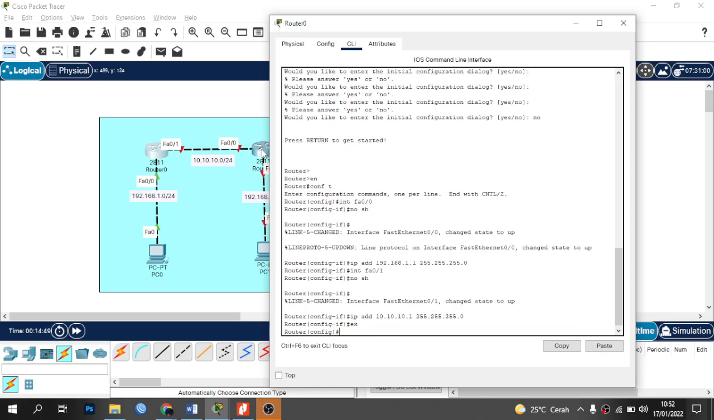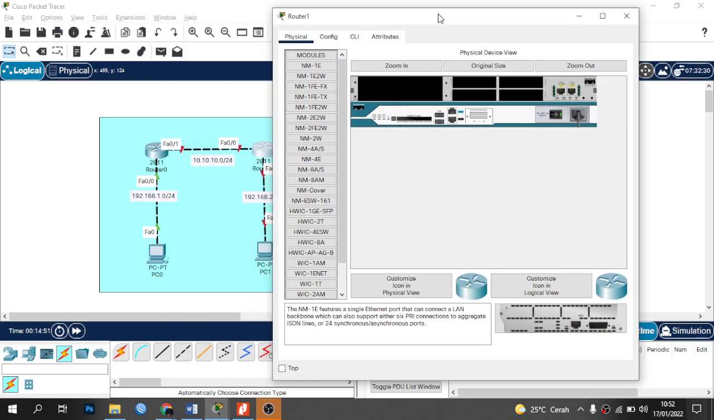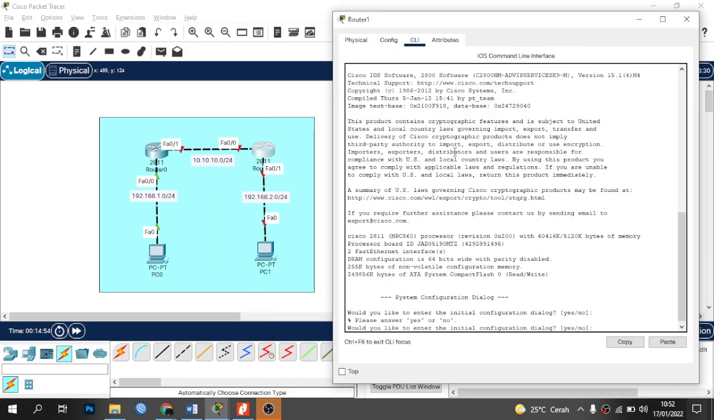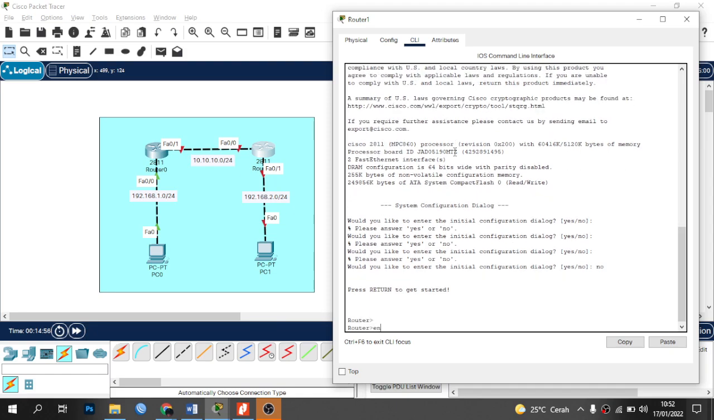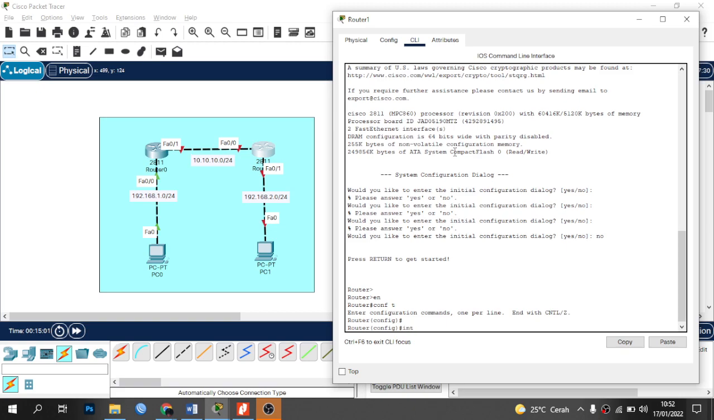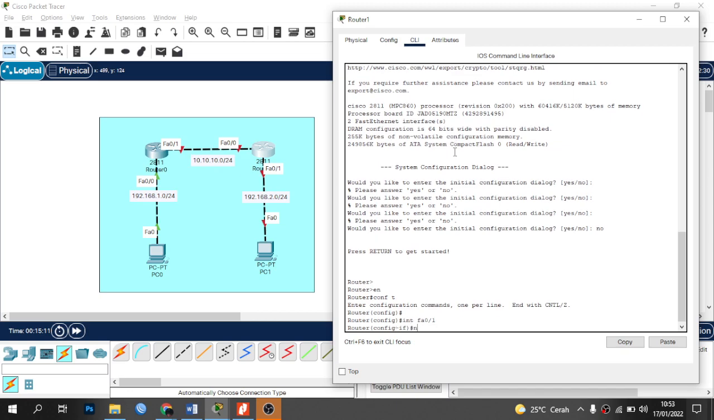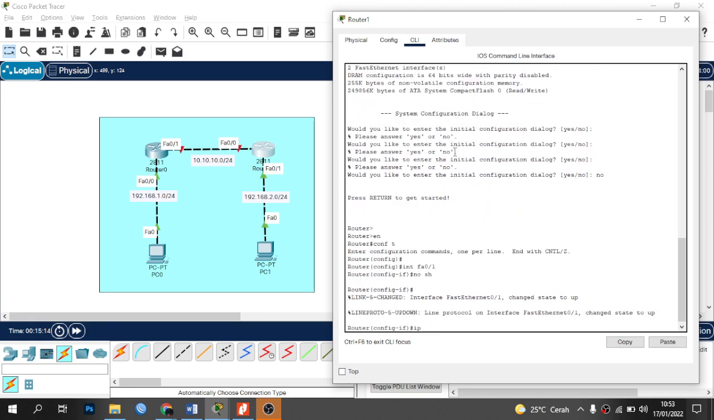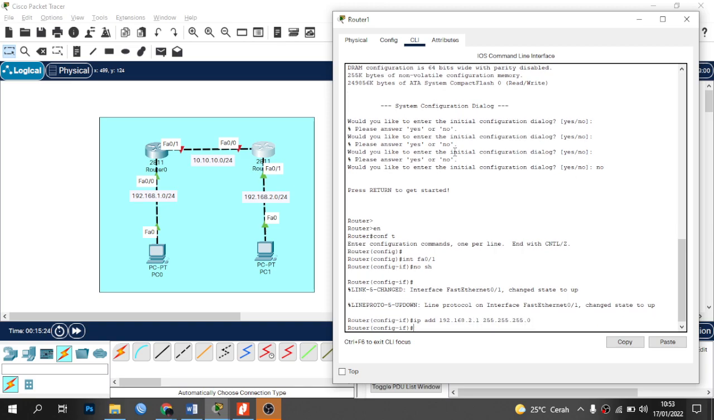Next, router 1. Enter the global config mode. Enter the interface to PC1. Interface FA0/1, shutdown, IP address, subnet mask, enter.